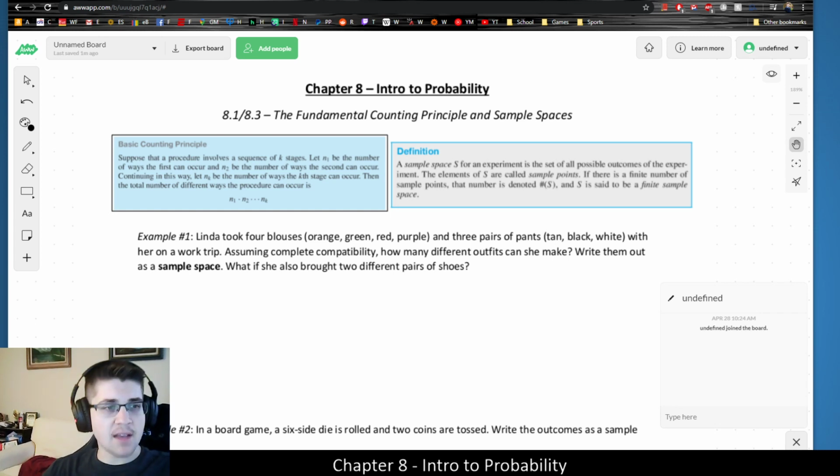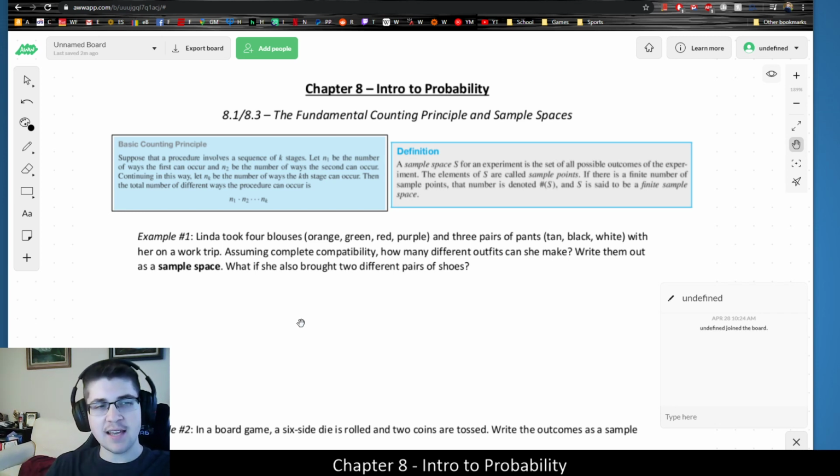But anyways, let's begin with the first section, which is on the basic counting principle, or in other texts I've used, sometimes it's referred to as the fundamental counting principle. Let's just go ahead and read it. It says, suppose that a procedure involves a sequence of k stages. Let n sub 1 be the number of ways the first stage can occur, n2 be the number of ways the second can occur, and so on. Then the total number of different ways the total procedure can occur is n1 times n2 times etc.